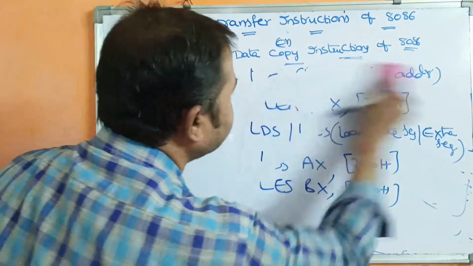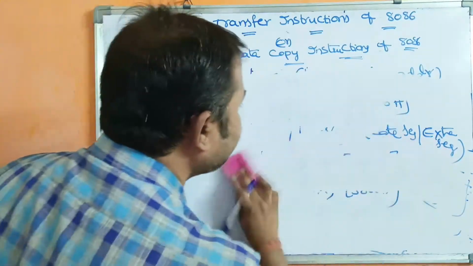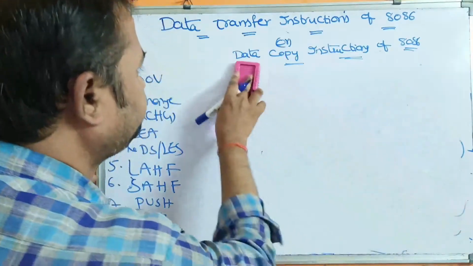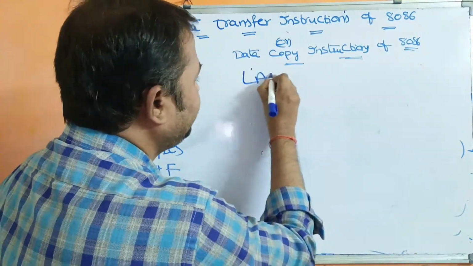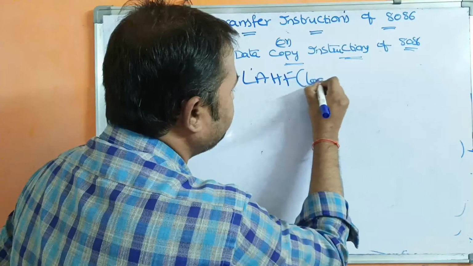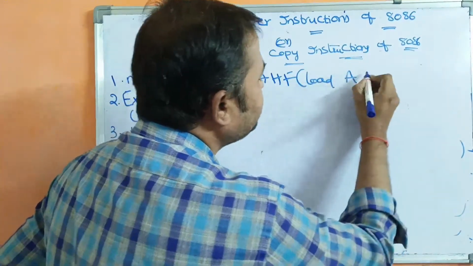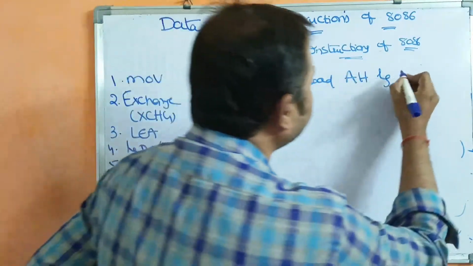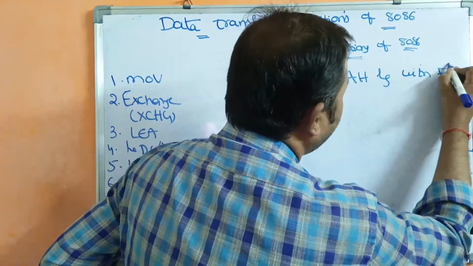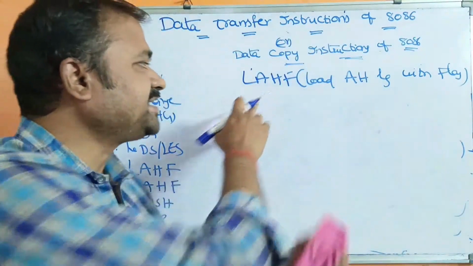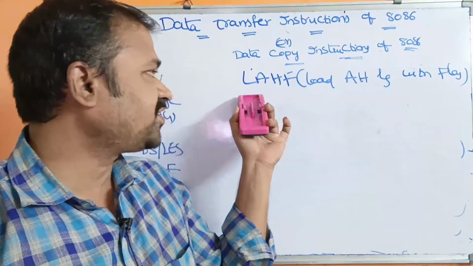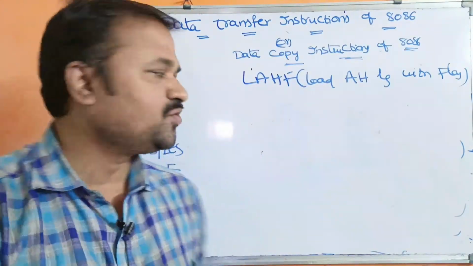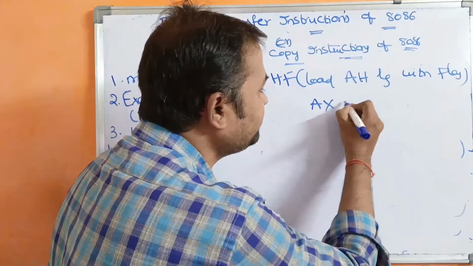Now let us see the next one, that is LAHF. LAHF means load AH register with the flag register. L stands for load, AH stands for AH register, F stands for flag register. We know that AX register size is 16 bits.